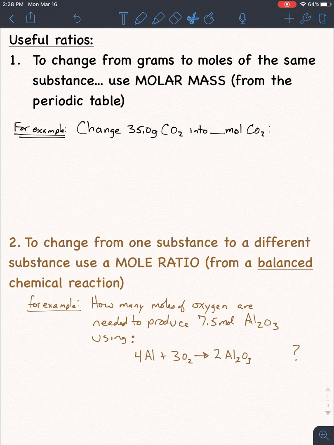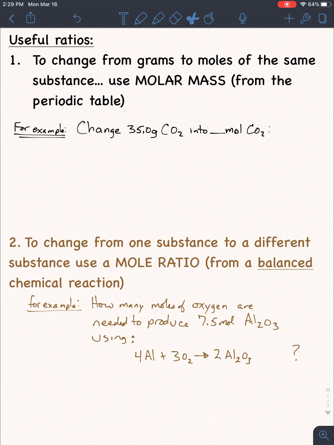Hi, in this video I want to show you how to do what a lot of students find to be one of the more complex types of stoichiometry problems: changing from grams of one substance into grams of another substance. But before we begin, we need to do some key review to make sure you understand the pieces of this. If you understand the pieces, the rest is going to be easy.